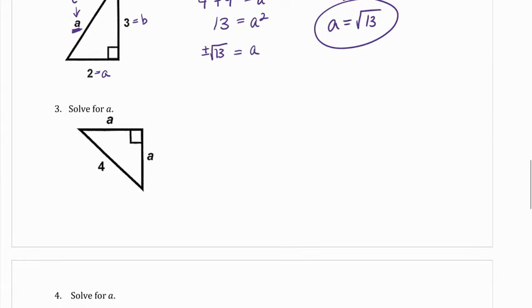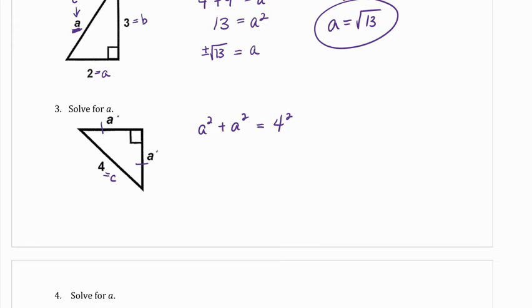All right, the next one. Now this time, a is both of our legs. So this is an isosceles right triangle. Our two legs are equal lengths. And then this one over here is our hypotenuse, or our c. So we're going to do a squared plus a squared, those are our two legs, should equal c squared, which is our hypotenuse.